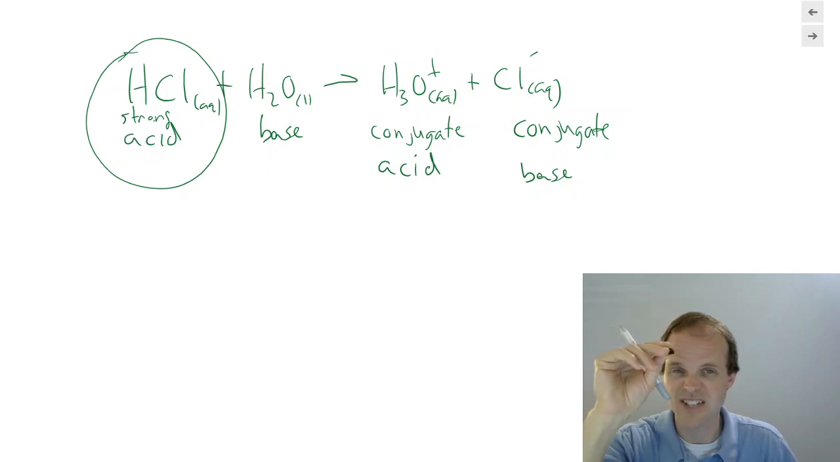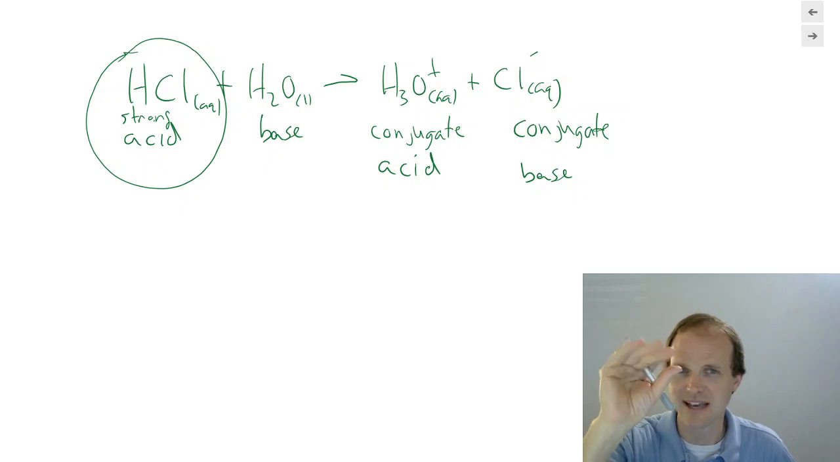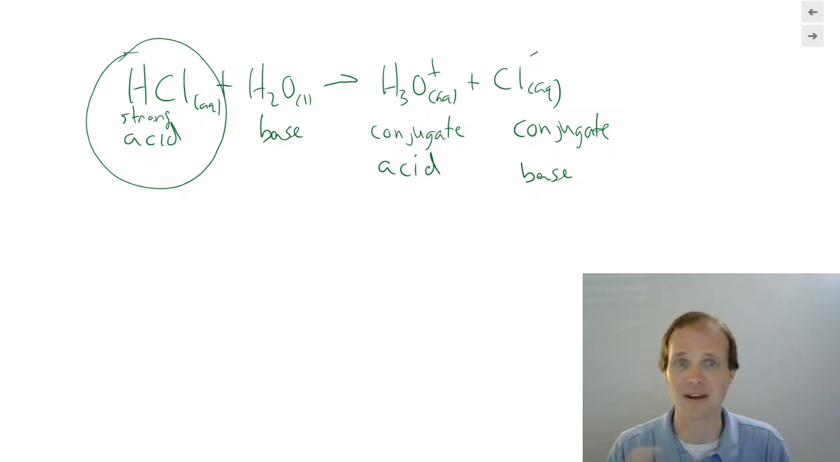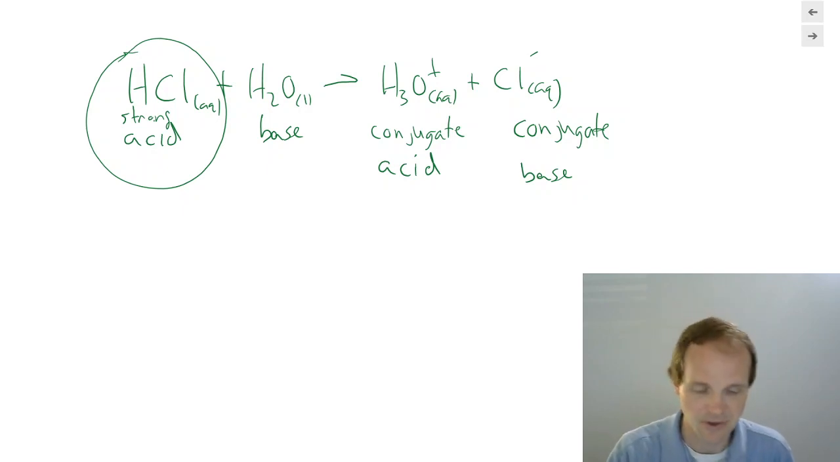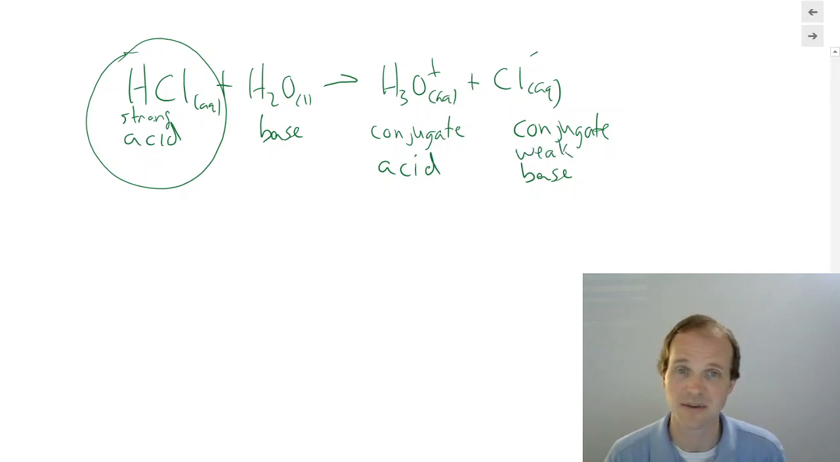Well, what do you know? HCl is a strong acid. So even if he said, hey, let me have that, he's going to go, I don't want that anymore, and he's going to get rid of it. That makes him a very bad base. He's not very good at being a base. Even if someone gives him a proton, he's like, I don't want it, and he spits it right back out. So not only that, we have a conjugate weak base. In fact, a very, very weak base.